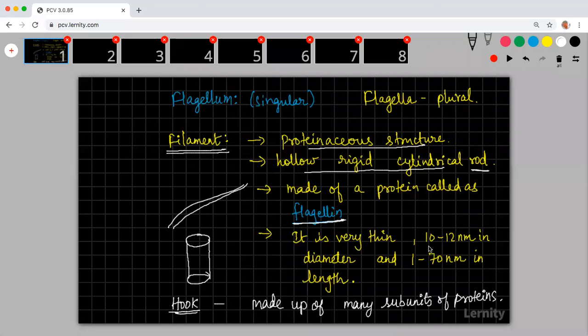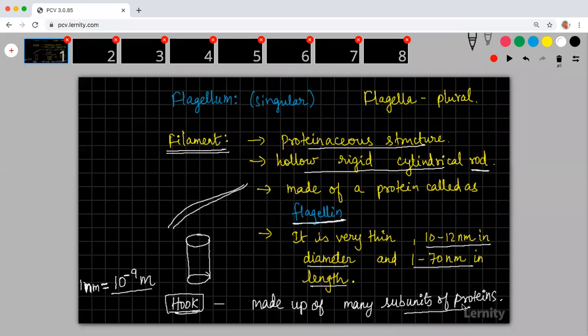Okay, they have given the dimensions here. Please study it. It is 10 to 12 nanometer in diameter, and 1 to 70 nanometer in length. You should know that nano means 10 to the power minus 9 meter. 1 nanometer is equal to 10 to the power minus 9 meter. Remember that. And what is the hook? The hook is again a proteinaceous structure, made up of many subunits of proteins.